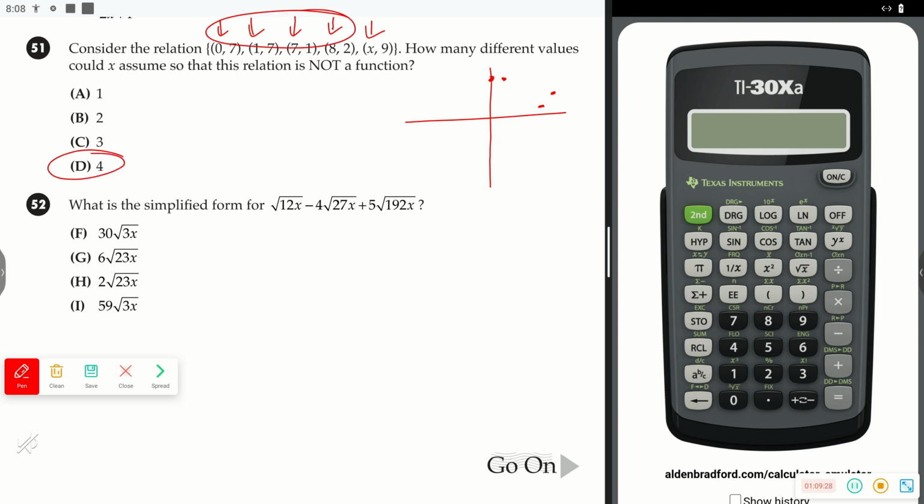So the answer is just number 4. It's just testing whether you know that you can't have the same value of x for it to be a function. And that's how you do 51.